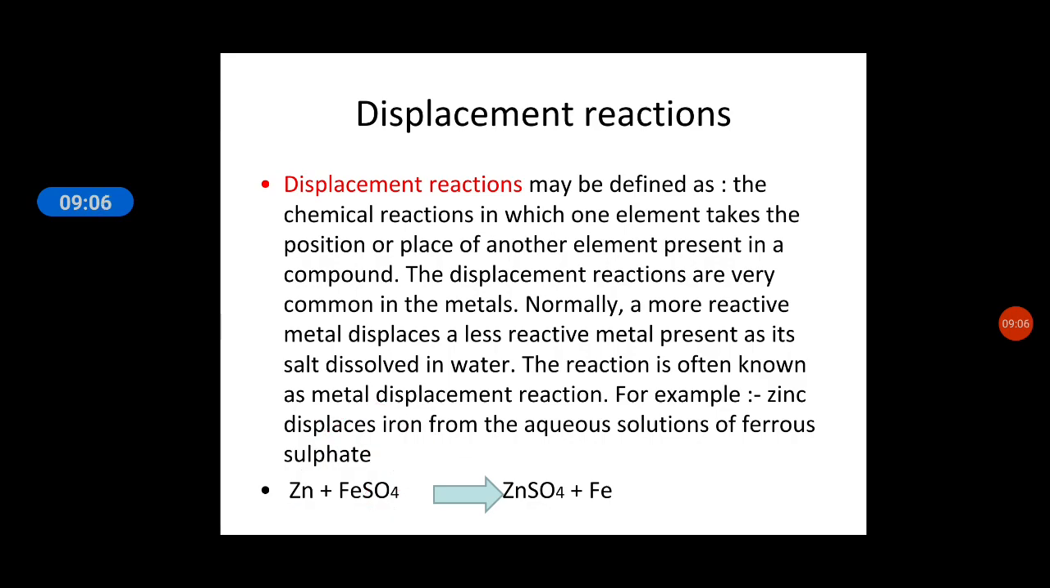What happened here? The zinc is attached with SO4, right? So we are getting zinc sulfate and iron remains as it is. We are getting 2 products, but in the difference somewhat displacement has taken place.